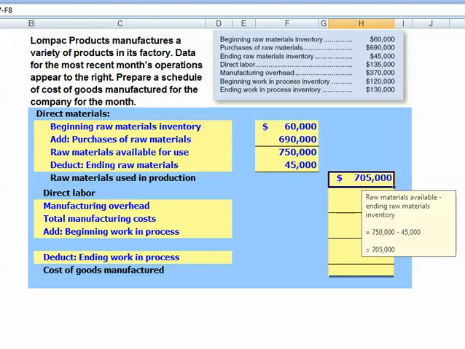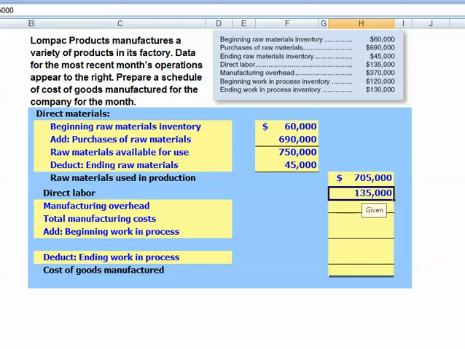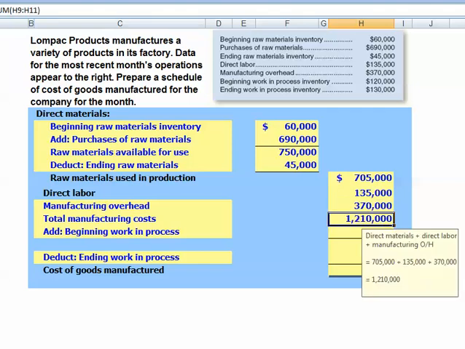Now that we've calculated our direct materials cost, we need to add to that our direct labor cost, which we're told is $135,000, and our manufacturing overhead, which we're told is $370,000. Our total manufacturing costs for the period are $1,210,000.